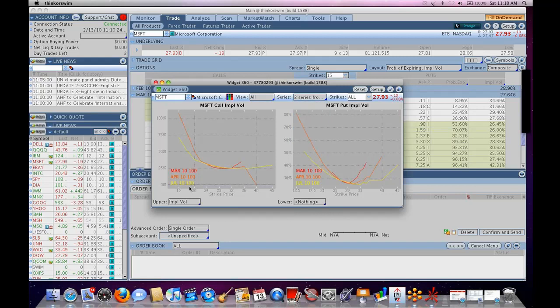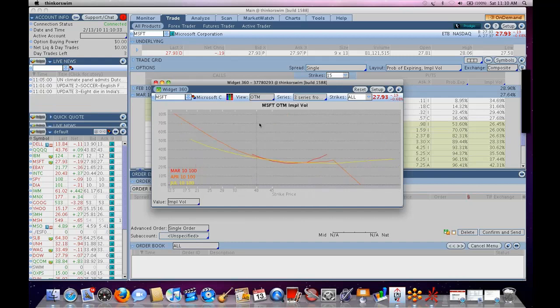Okay, and I can see, let's see, can I mix these together? Just the out of the monies. So this is what you used to see on the volatility analysis page. We have moved it to the Widget 360.